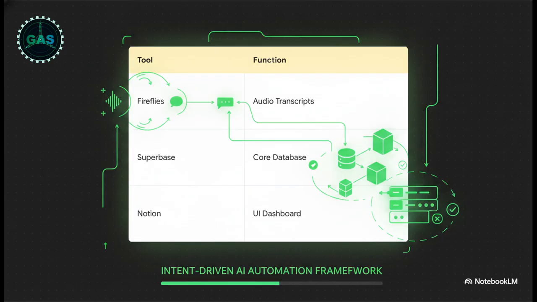So we connect an MCP for Fireflies to pull in the audio transcripts and meeting notes. Then we connect an MCP for Supabase to act as our core database, kind of like Excel on steroids. And finally, we connect an MCP for Notion to serve as our UI dashboard and action tracker. Through these specific links, the AI can seamlessly pass data back and forth between these entirely different platforms.